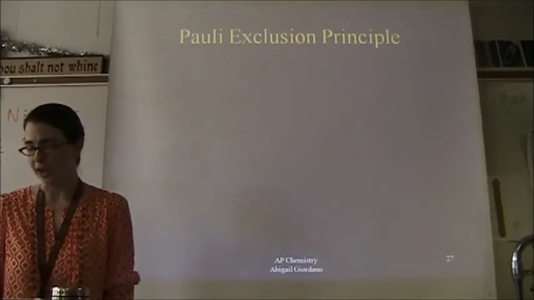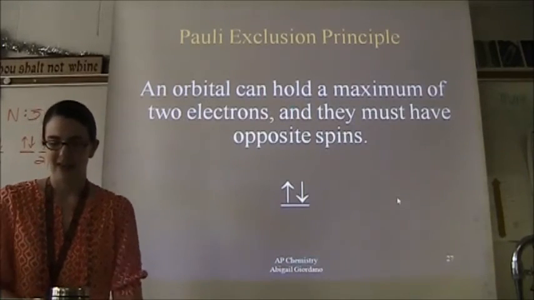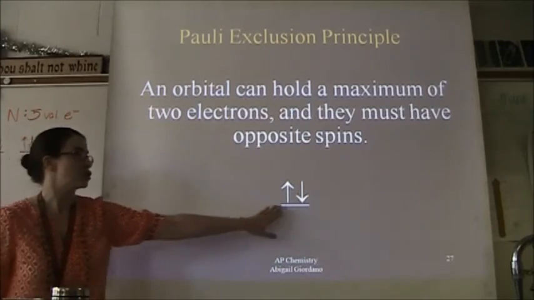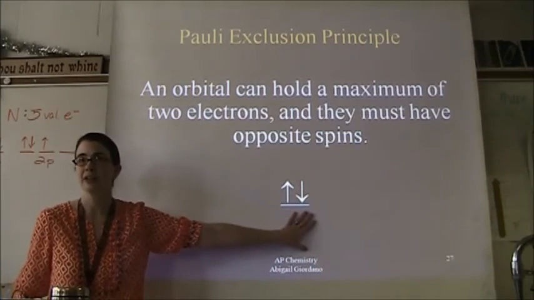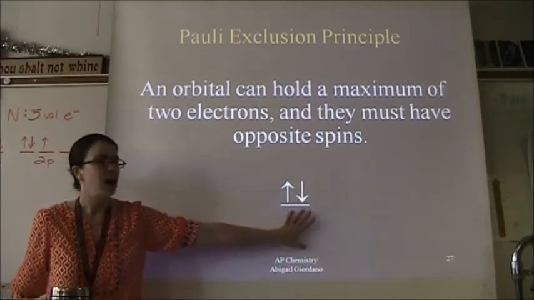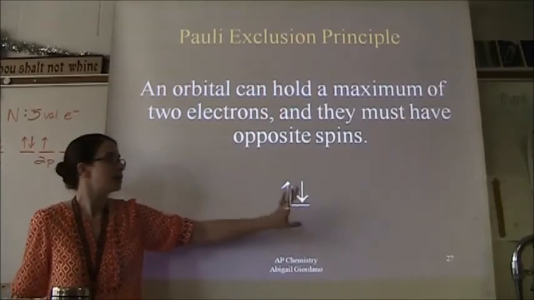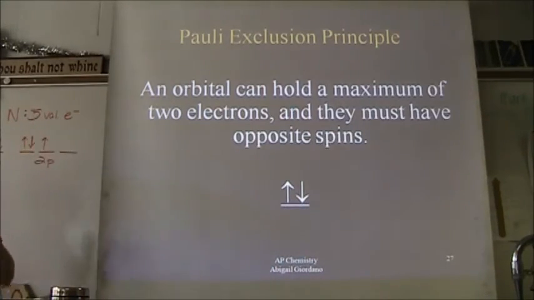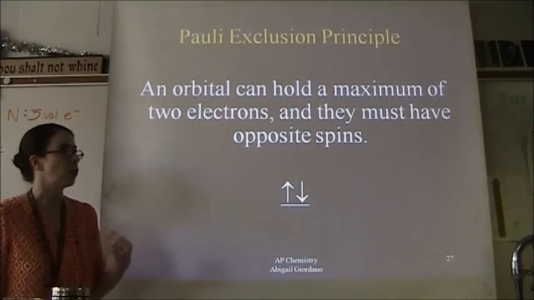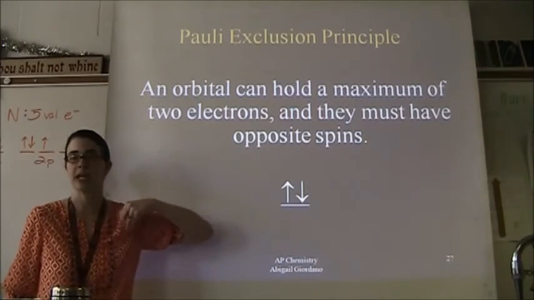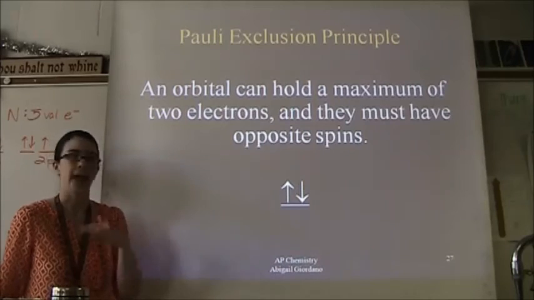Guys, here's your third rule. And ladies and gentlemen, this rule can be summed up just with this picture right here. Pauli Exclusion Principle. First of all, there's 2 parts to it. First says an orbital, just like I drew on the board. These lines represent an orbital. An orbital can only hold a maximum of 2 electrons. It can't hold 3. It can't hold 4.